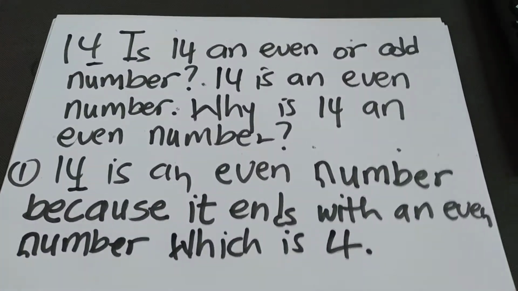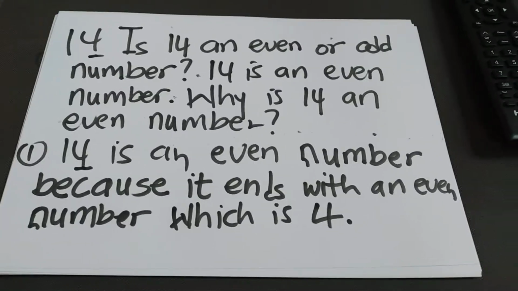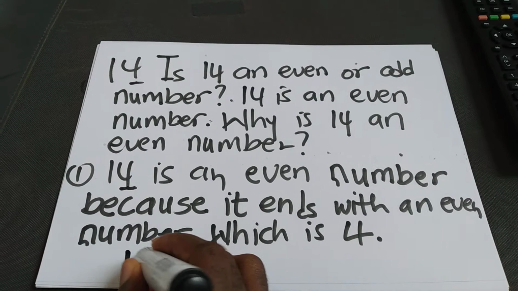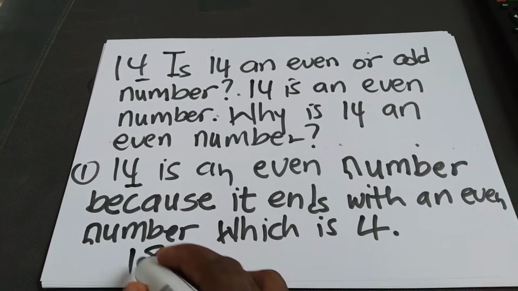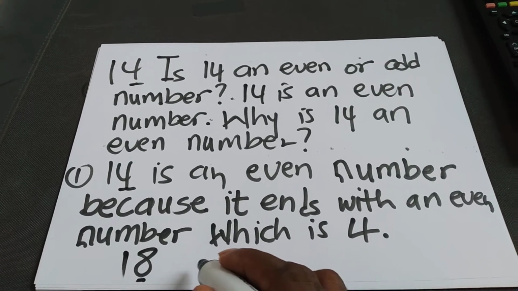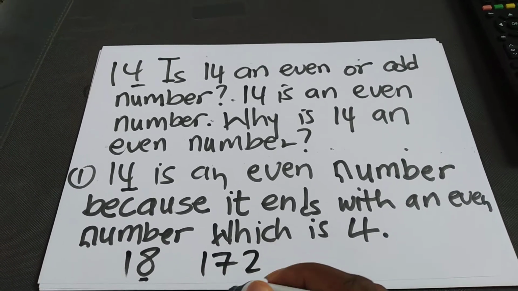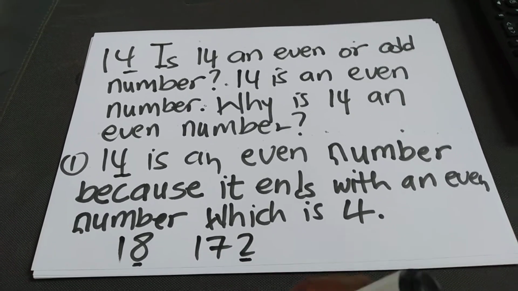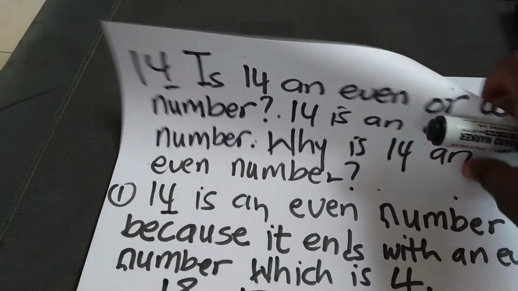So you see, 14 ends with an even number, which is what? 4. Any number that ends with an even number is an even number. So now let's look at another number. Let's say 18. It ends with 8. So 18 is an even number. Let's look at a 3-digit number, 172. It is an even number because it ends with what? An even number. Very good.